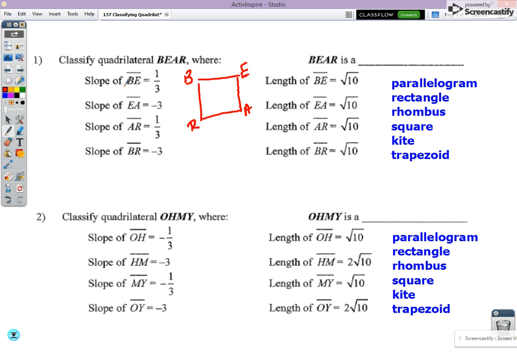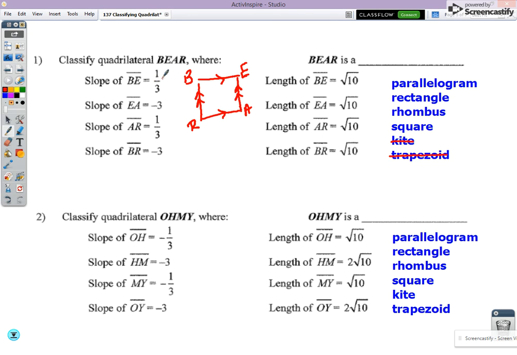If I look at my slopes, I can see that I've got some equal slopes, which shows me parallel sides. BE and AR are equal slopes and they're opposite sides, so these opposite sides are parallel. In addition, EA and BR also have equal slopes, so these sides are parallel. If I know that opposite sides are parallel, it's some type of parallelogram. So it's one of these top four. Can't be a kite, can't be a trapezoid.